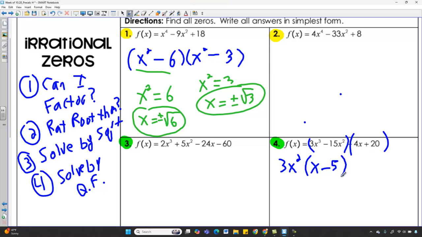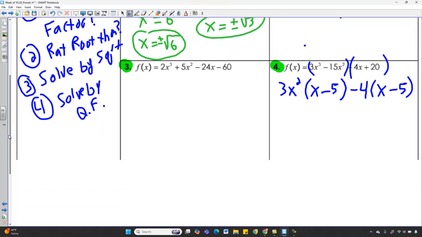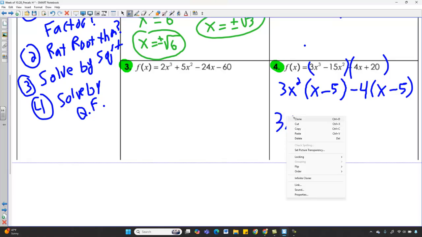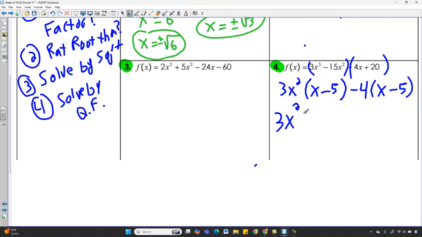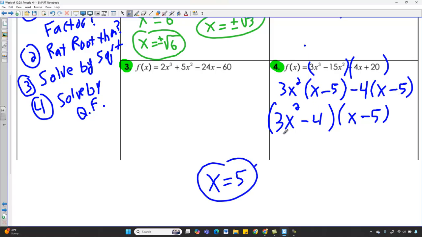Can I factor? That's the question, and I think we can. Minus 4 times x minus 5. So we will wind up with something factorable, which is good. And so we'll get 3x squared minus 4 times x minus 5. Okay, so definitely one of our roots is x equals 5, so that's good. And now we're just working on this problem right here.